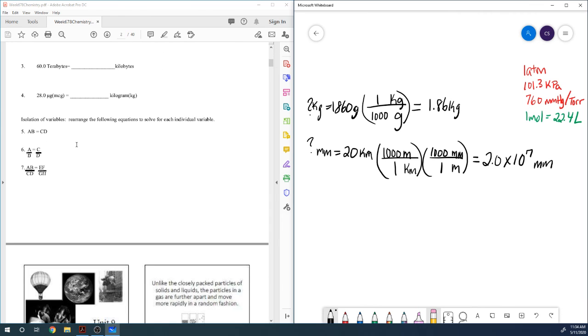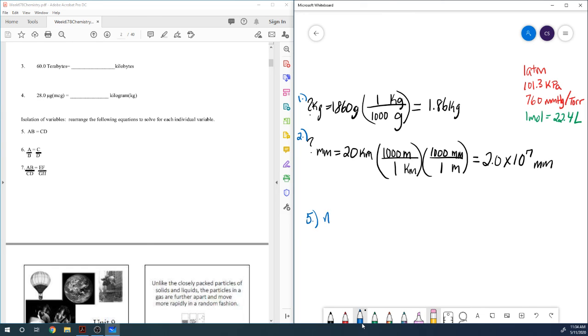Okay, so this next one, isolation of variables. All this is doing is making sure that you remember how to do basic algebra. Unfortunately, a lot of us don't remember how to do basic algebra. So I'm going to say this one, this was 2. Now we're going to talk about 5.